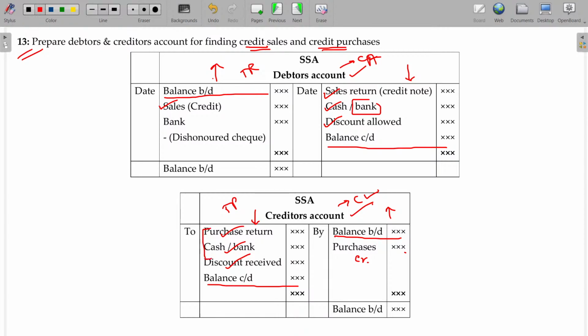So here sometimes the purchases may be missing data, and the sales may also be missing data, which you can find out. This is credit purchase. For that it is better to know this one, though you might have studied it in the earlier chapters.